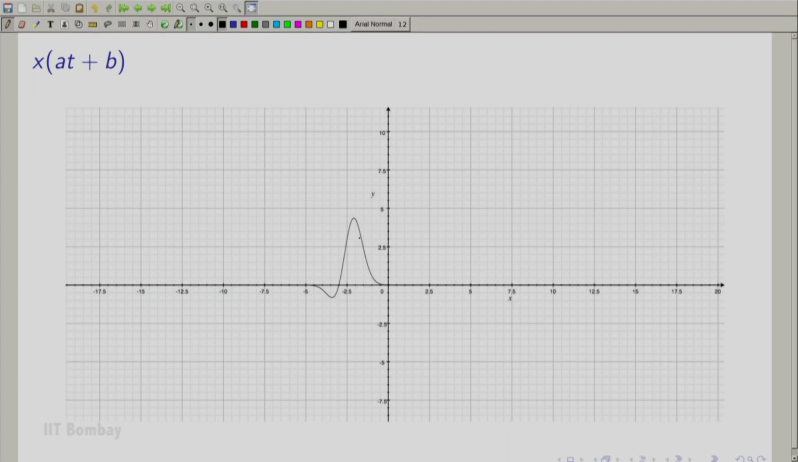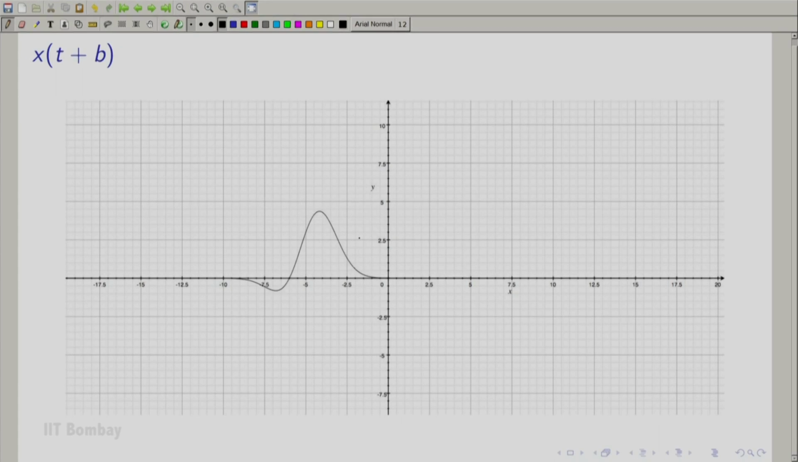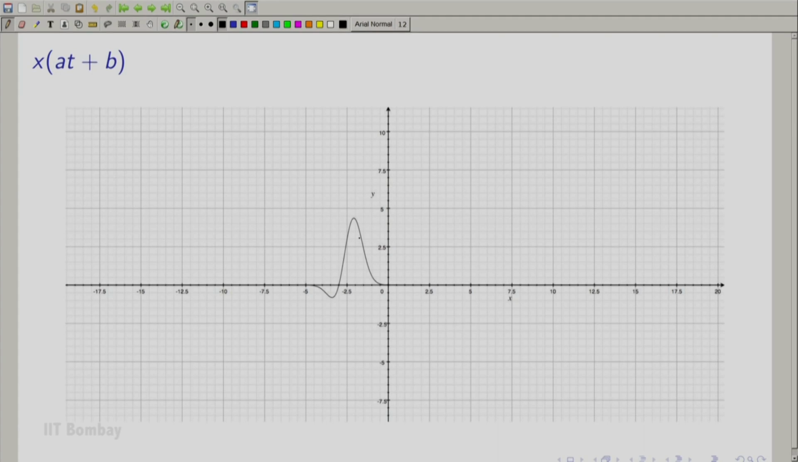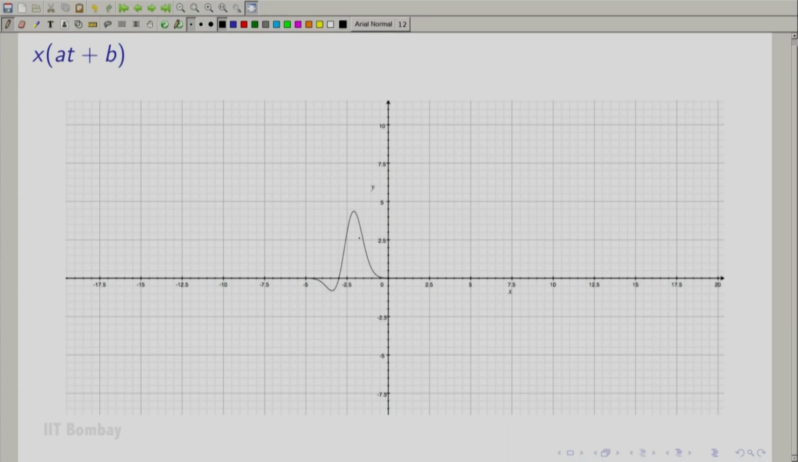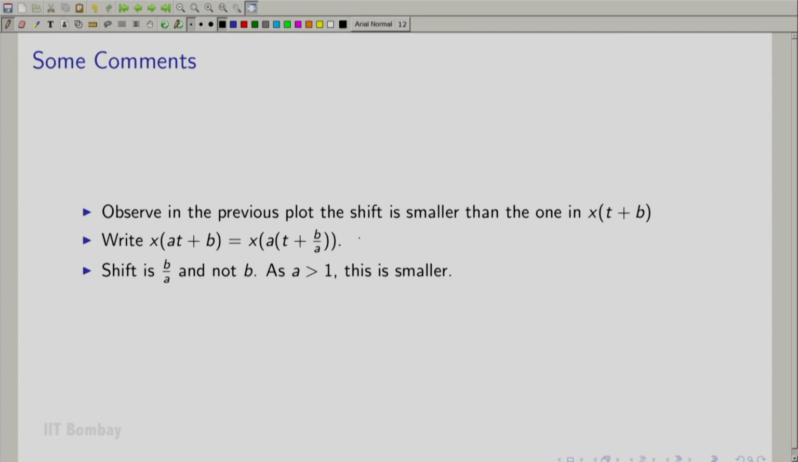But if you notice carefully, the shift in this case is not as much as the shift you observed in just the plot of x of t plus b. I will show that graph again. So this is x of t plus b, and this is the graph of x of a t plus b. The shift here is noticeably less. How we explain that, we show in the next slide. Again we observe that in the previous plot the shift is smaller than the one in the plot for x of t plus b.